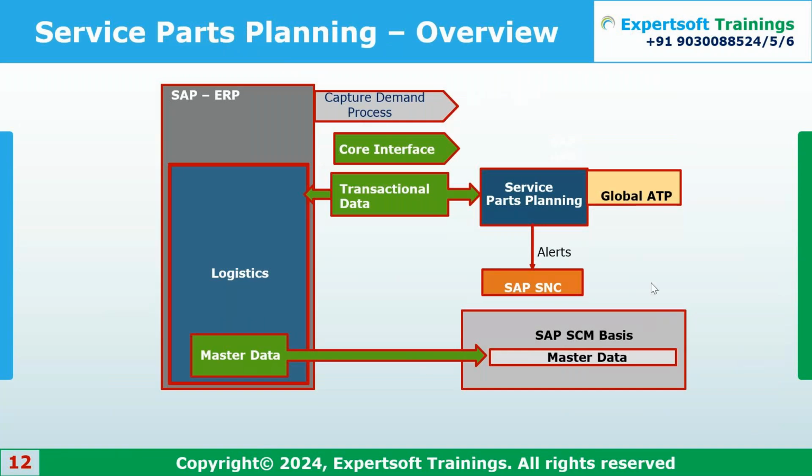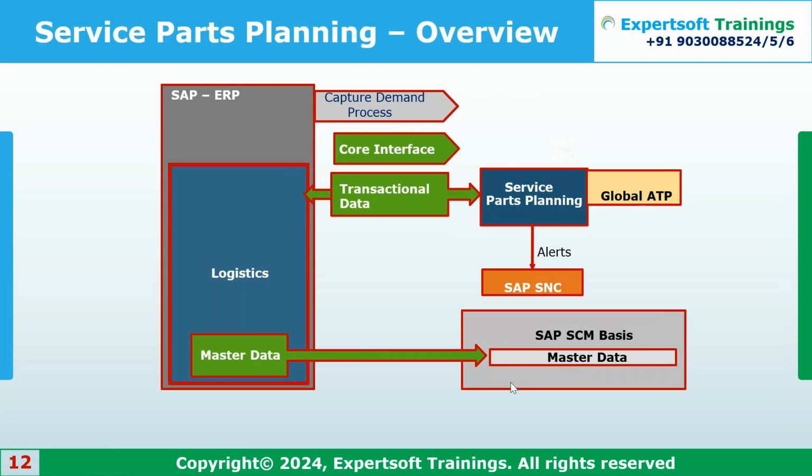This is the whole landscape of the SPP. This is our ERP system; we can consider it our ECC system. In SPP, we transfer the master data from the ECC. That could be product master data, contracts, or PIR. We integrate those with the ECC, so whatever master data is there will get transferred from the ECC to SPP through the core interface, CIF.